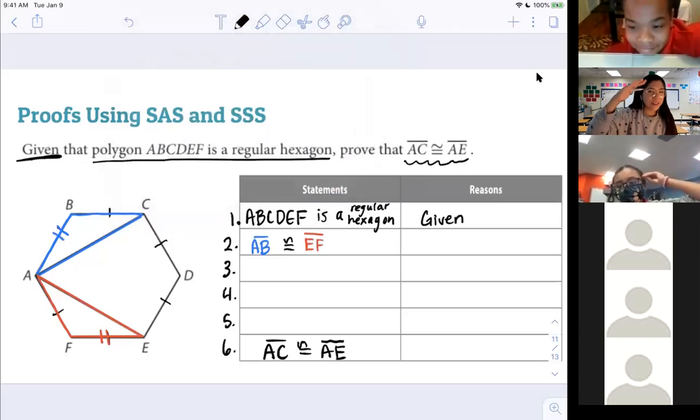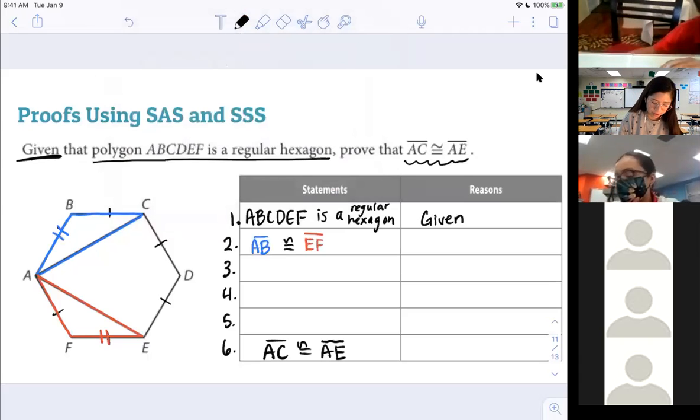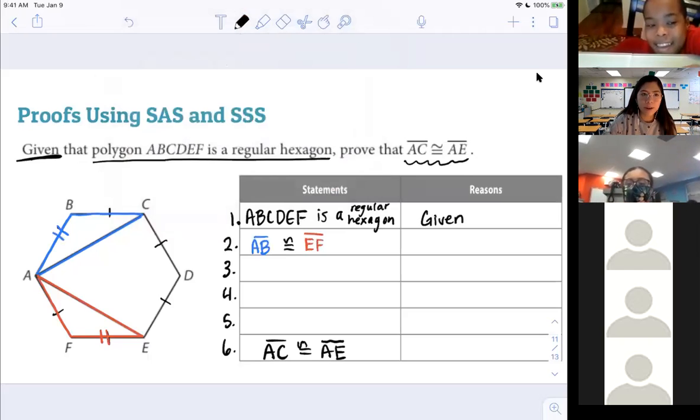All right, so we're moving. Remember, it's got to go in order. So I know that AB is congruent to EF, just like Tyrone told us. But what is my reason? How do I know that?